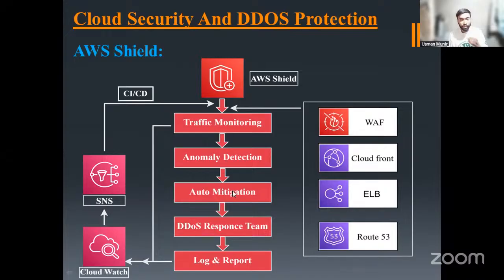This is an advanced AWS Shield service with a 24/7 DDoS response team, the DRT. And then it creates logs and reports. We can watch these reports in CloudWatch, and it sends an alert or notification to the CI/CD pipeline to further maintain the web application firewall rules, etc.